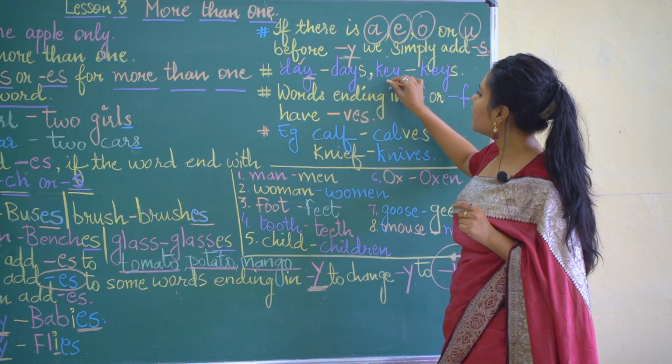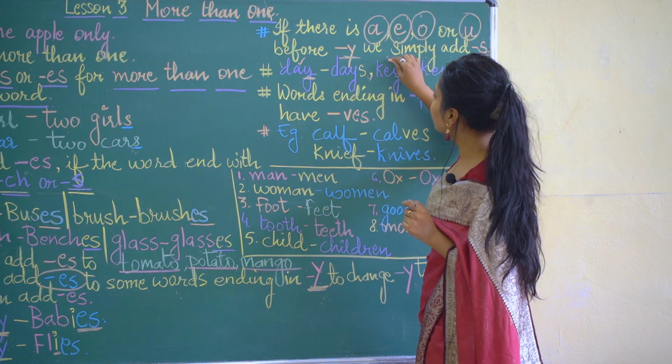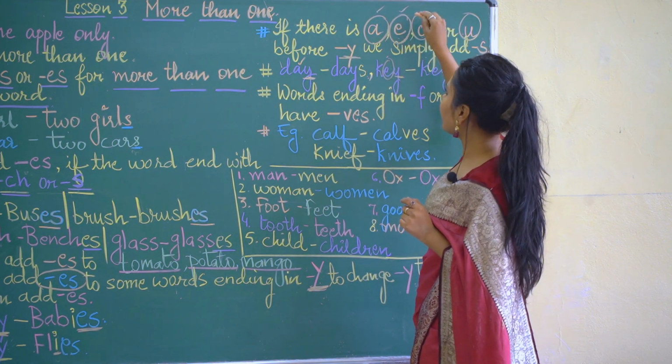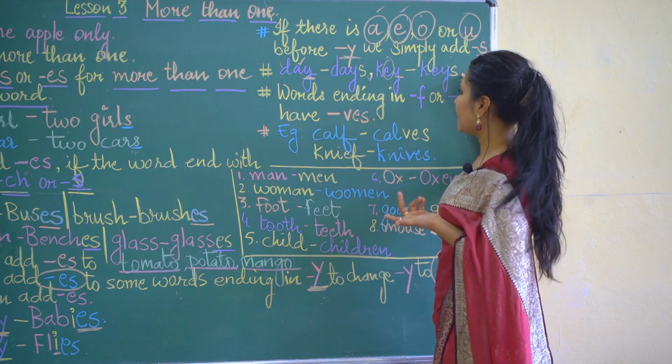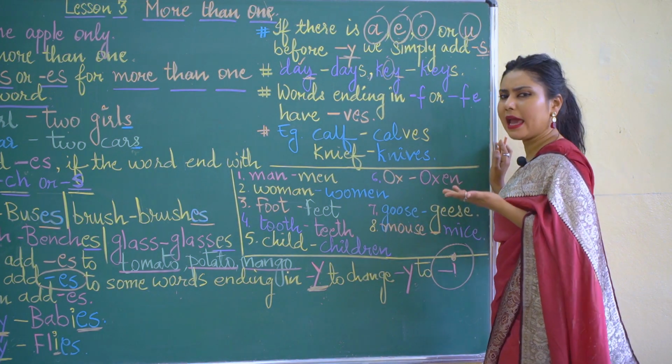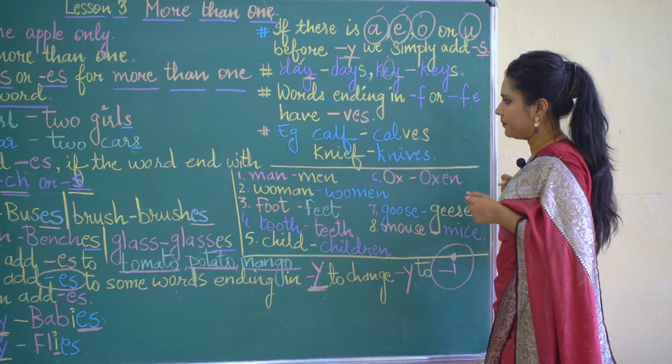If you have the word key, what do you find before Y? E. It's given here, A and E. E is there, so you will just simply add S. That's how you add S to these singular words to make them into plural form.